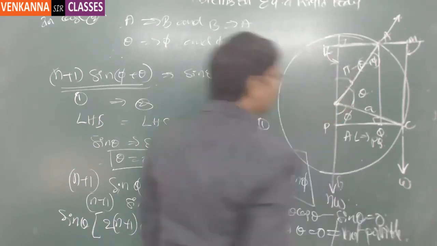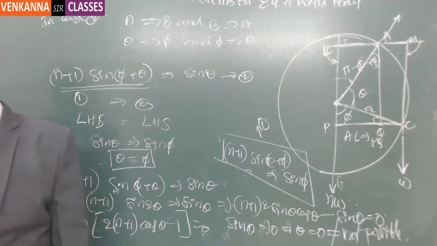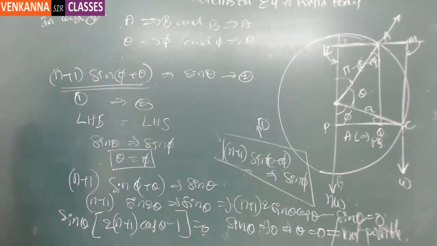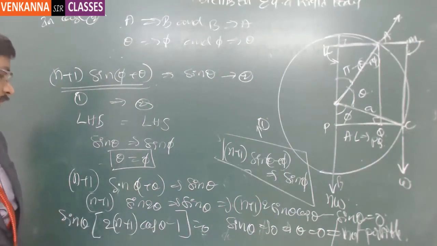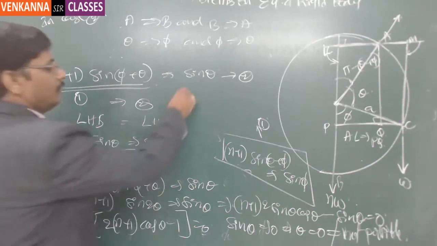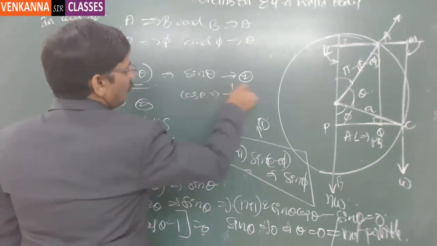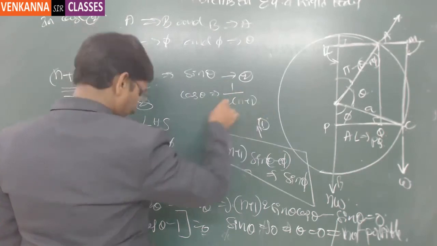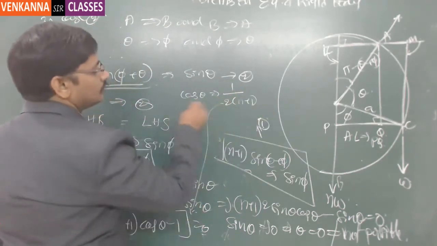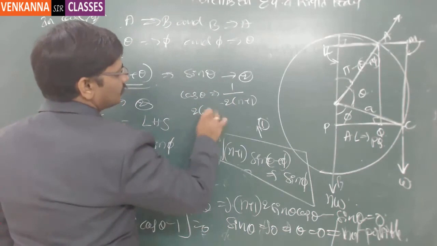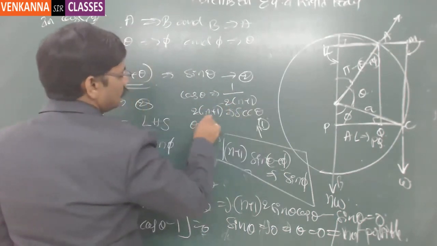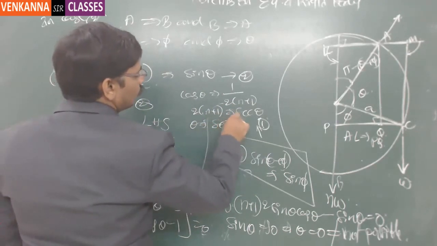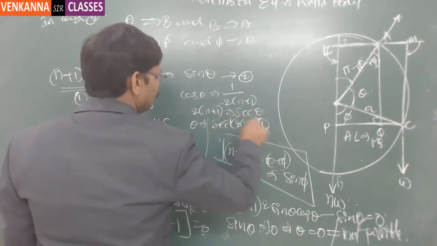Because if theta equal to 0, then there is no point of discussion. Got it? So both are one and the same. Now here in the second case, if you try to solve this equation, cos theta is equal to 1 by 2 times of n plus 1. So if you further simplify it, 2 times of n plus 1 is equal to secant theta, and then theta is equal to secant inverse of 2 times of n plus 1. So this is the value of theta.